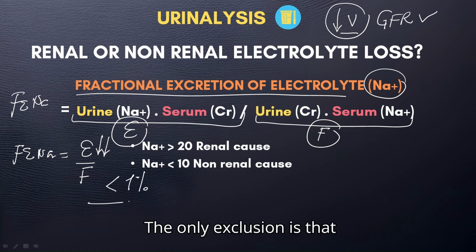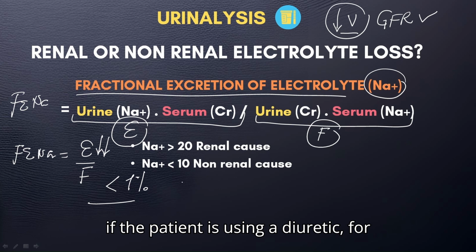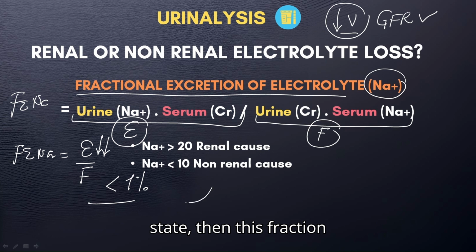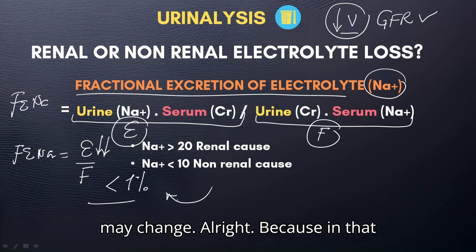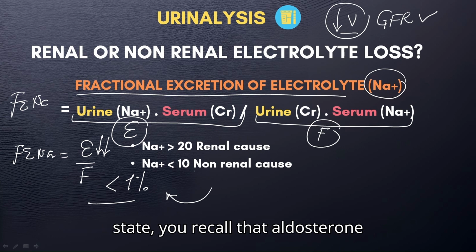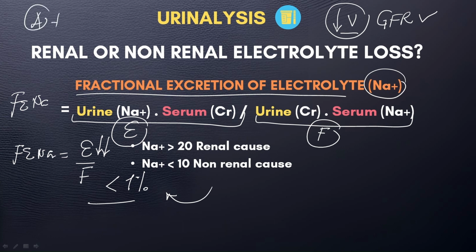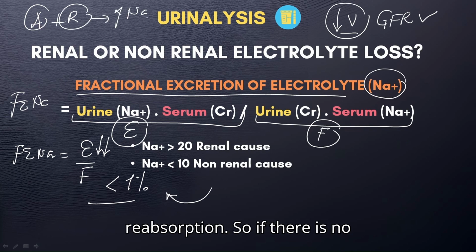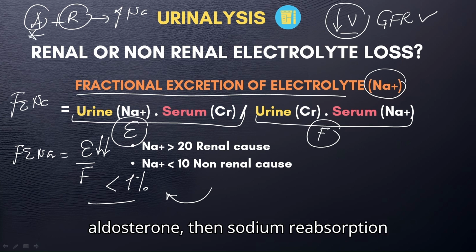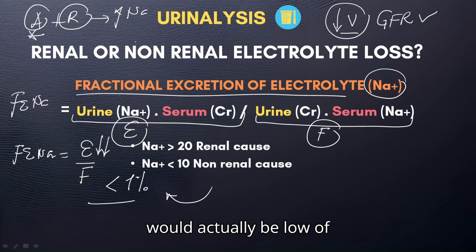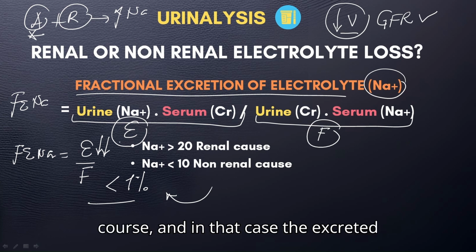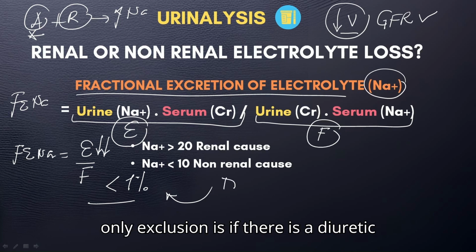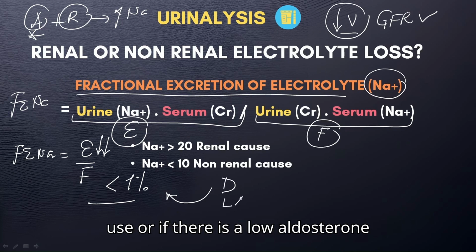The only exclusion is if the patient is using a diuretic, for example, or if there is a low aldosterone state, then this fraction may change. Because in that case, if you have a low aldosterone state, you recall that aldosterone binds to a receptor, and then it increases the sodium reabsorption. So if there is no aldosterone, then sodium reabsorption would be low, of course. And in that case, the excreted sodium in the urine will be high. So the only exclusion is if there is diuretic use or a low aldosterone state.